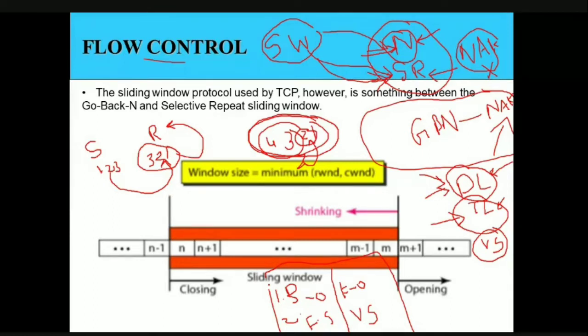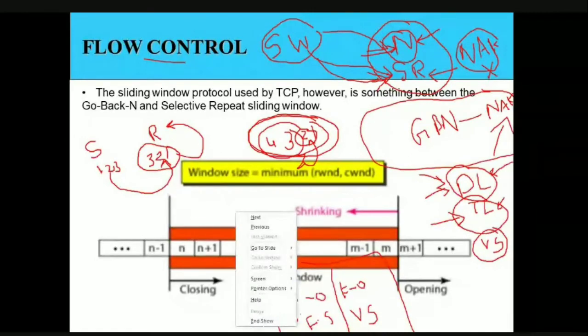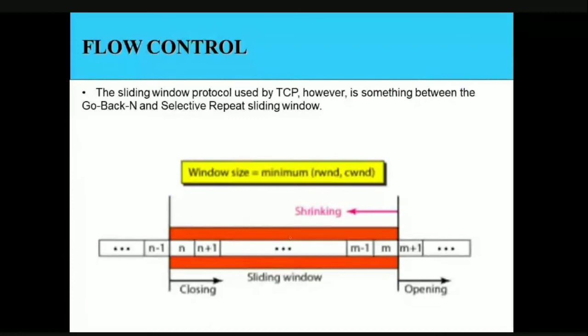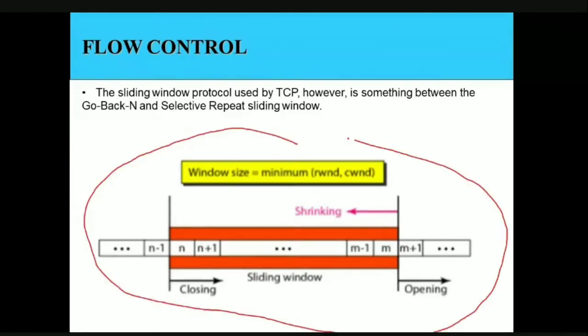Now, let us discuss how this sliding window exactly works in the TCP protocol. This is the sliding window in our TCP protocol. If you see here, this is our window spanning. This is one end, and this is the other end.